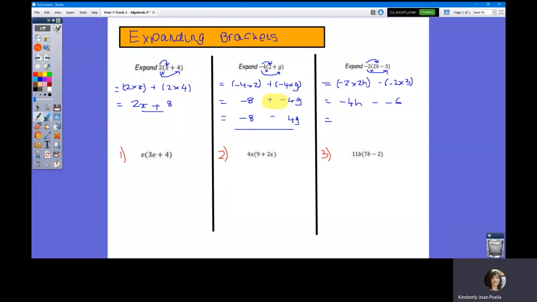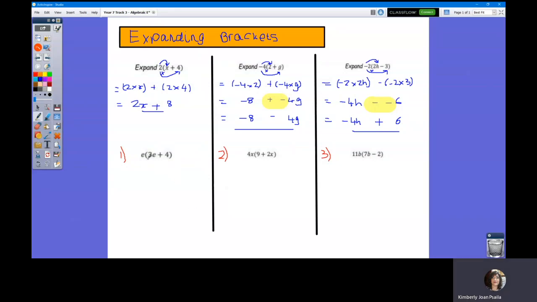Again, we have a double sign, minus and minus. We know that it gives us a plus sign. And then you have to write down minus 4h and 6 there. You should have your final answer. Okay, so you can pause the video and try these out for yourself, and then correct them with my solutions.